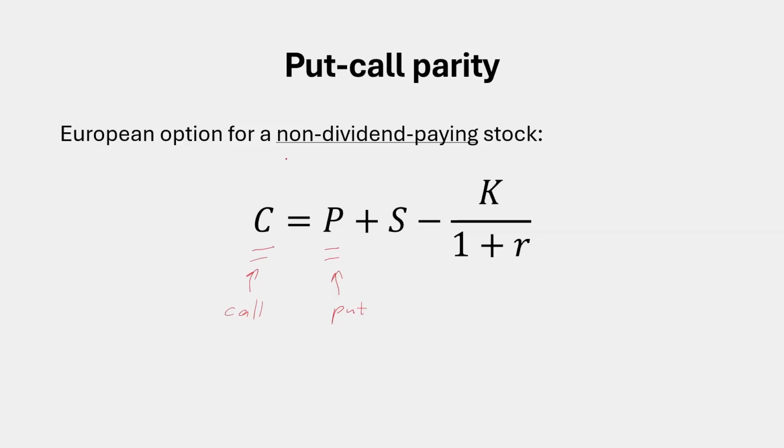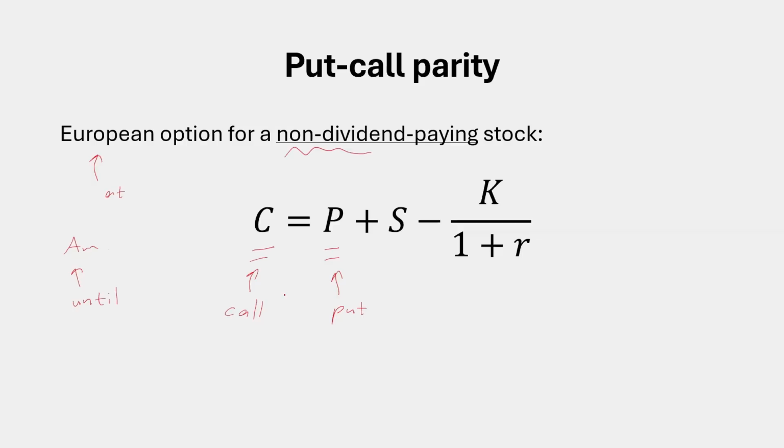And this equation is for European options as opposed to, for example, American ones, which we covered in previous tutorials. So remember, a European option can only be exercised at the expiry, whereas American ones can be exercised anytime until the expiry. But this equation is for European call options and put options, and is for non-dividend paying stocks. Later in the video, we will look at the version of the equation for dividend-paying stocks as well.